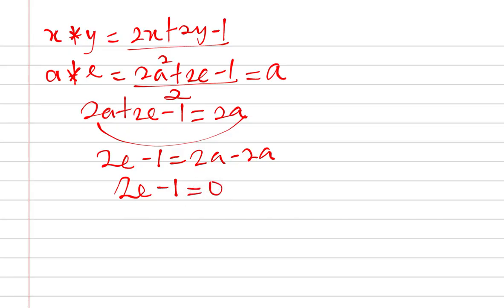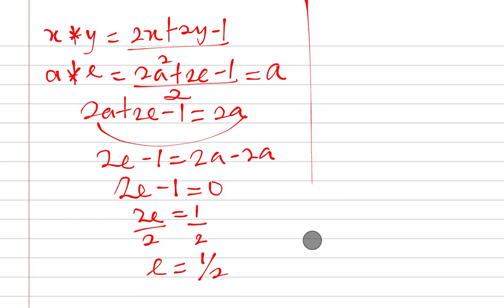And that will give us what? 2E equal to what? 1. Then divide both sides by what? 2. That means our E here is what now? 1 over 2. Do you understand that now? So that is how you find your identity elements. I get what I'm saying. That's how you find your identity elements.